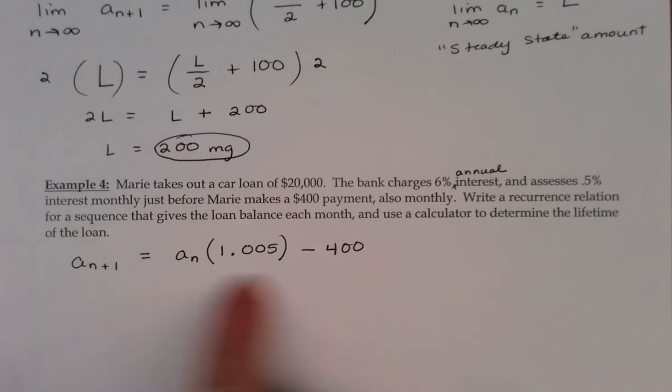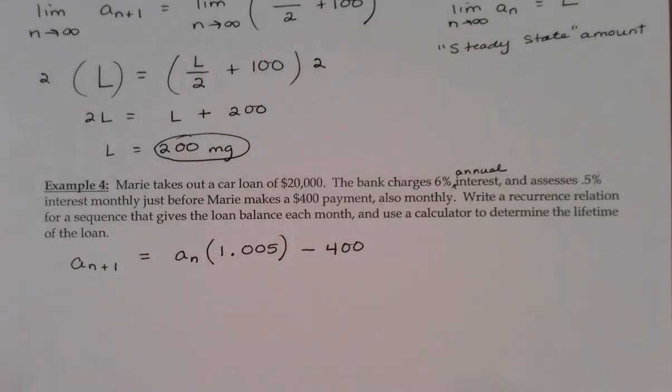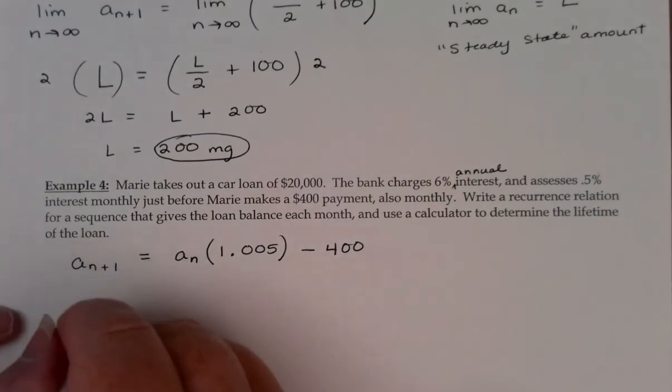Now we don't want to let n go to infinity. Poor Marie is not going to pay this bill off forever, right? We instead want to know, what should n be? How many payments is she going to make by the time this loan is paid off? Or in other words, by the time the balance is 0.